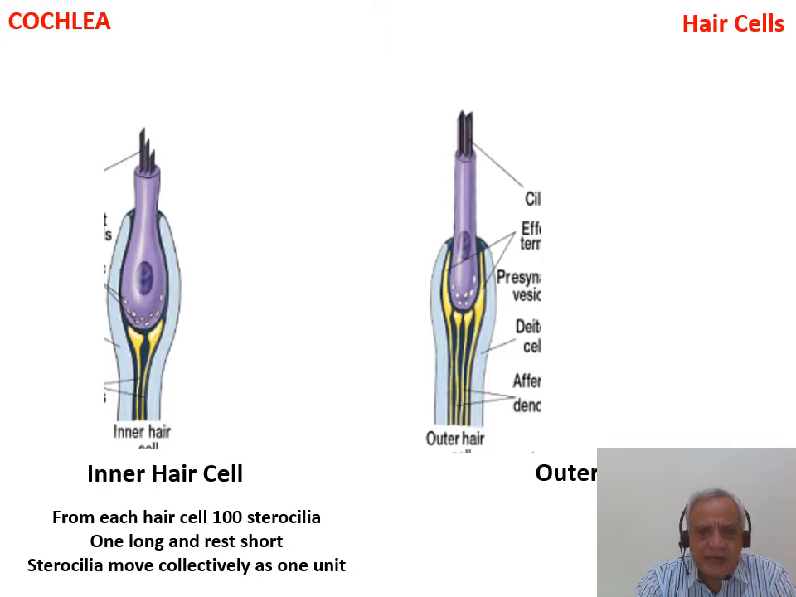This is the outer hair cell, and you can see here that the stereocilia are more or less the same length. The function of this outer hair cell is tuning. So we hear by the inner hair cells, and the sound is tuned by the outer hair cells.